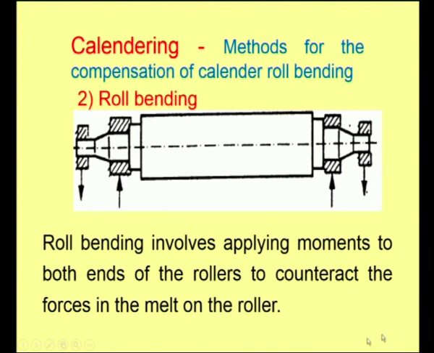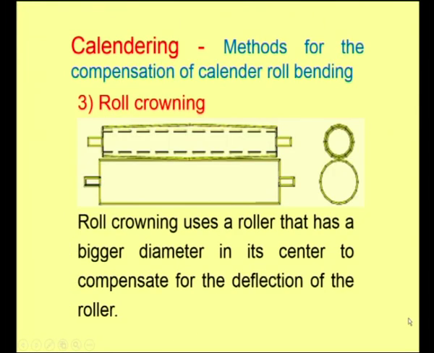The next method is also called roll bending. Here, roll bending involves applying moments to both ends of the roller to counteract the forces of the melt on the roller. This arrow indicates the application of a moment, that is, a mechanical force applied at this point in this direction, and at this point in the opposite direction, and that is how we compensate for roll bending.